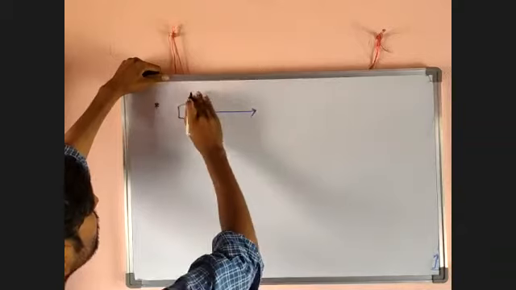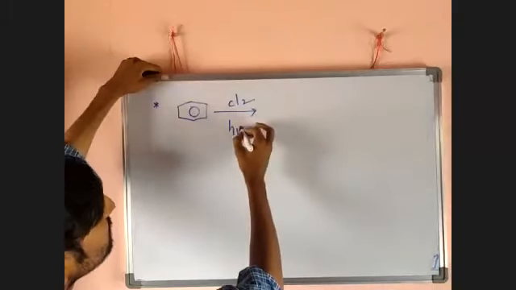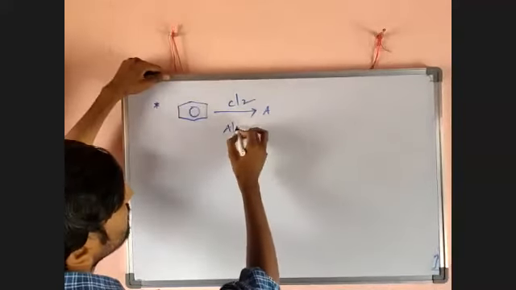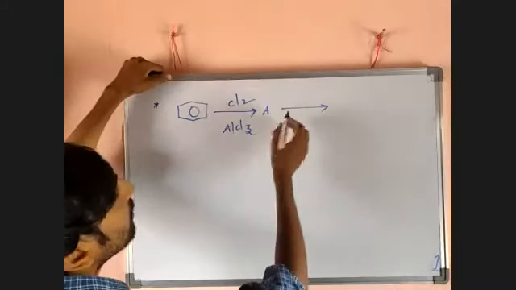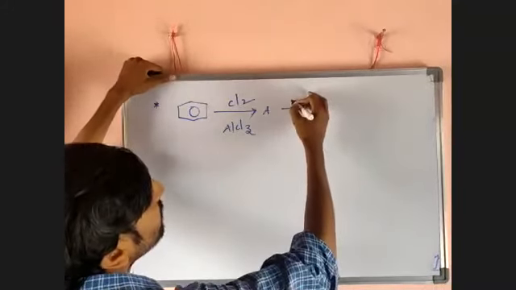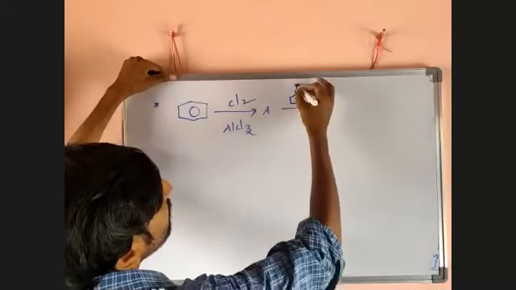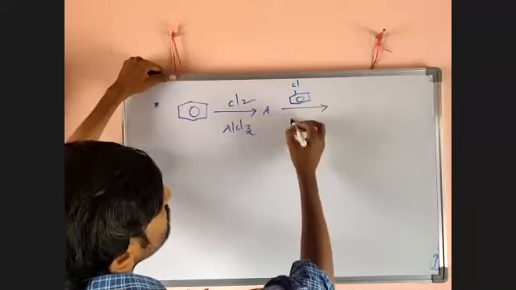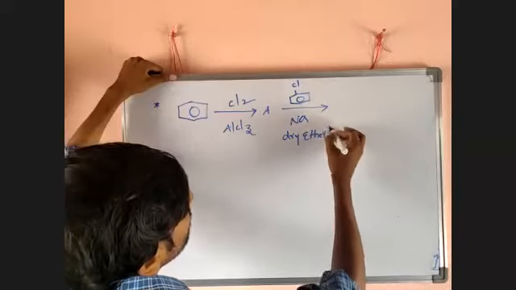Sorry, want to take benzene. Cl2 in presence of sunlight, we will get A. In presence of AlCl3, we will get A. Then after getting A, how to take that way? With another chlorobenzene in presence of sodium metal in dry ether, you will get B.